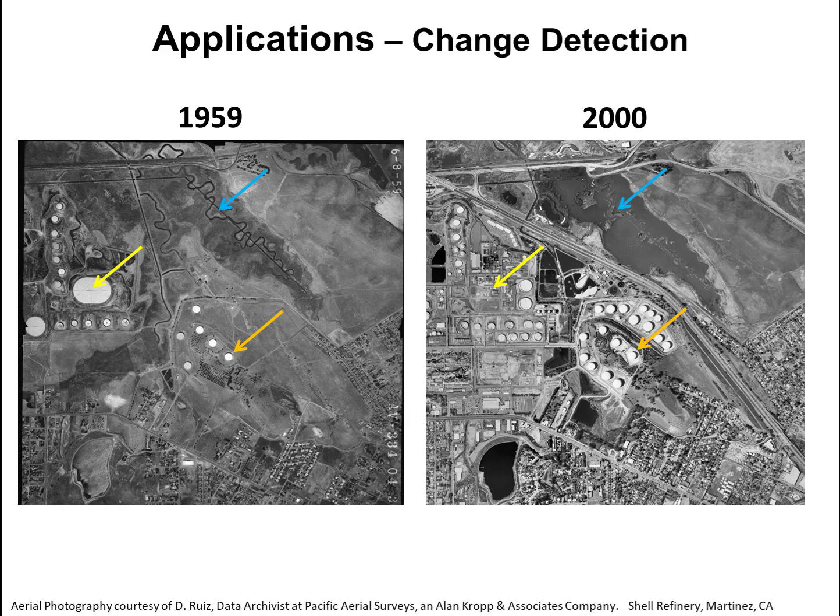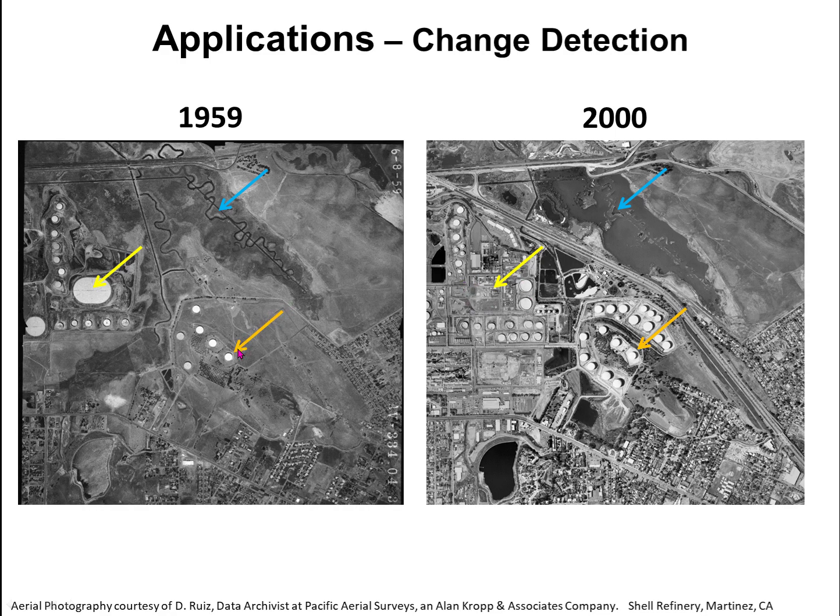Another big use of remote sensing is change detection. So we've got an air photo collected in 1959 on film. We scanned it, georeferenced it to the image on the right, which is a 2000 ortho image. The yellow arrow points to a structure on the Shell refinery in 1959, and in 2000 you see there's no evidence it was ever there.